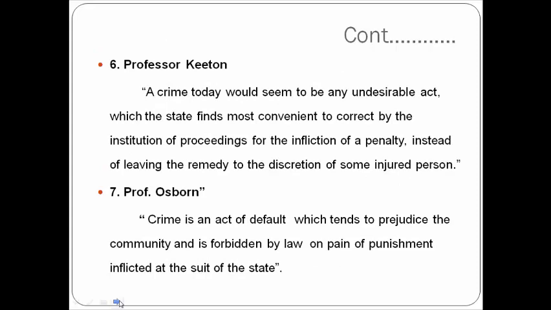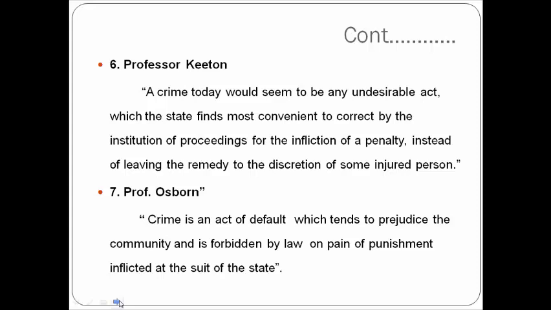Another definition is given by Professor Kenny. He says that a crime today would seem to be an undesirable act which the state finds most convenient to be corrected by institution of proceedings for the infliction of a penalty, instead of leaving the remedy to the discretion of some injured person. According to Professor Kenny, a crime would seem to be an undesirable act. Undesirable act means unexpected, which is not presumed or expected by any person. Such undesirable acts which the state finds most convenient to be corrected by institution of proceedings.